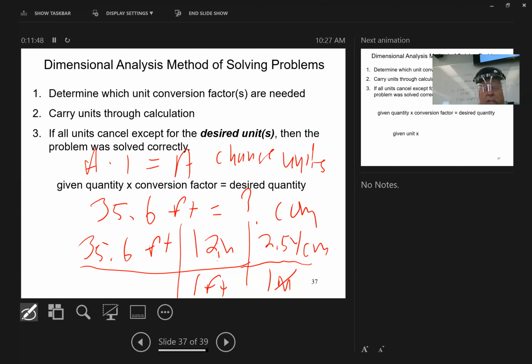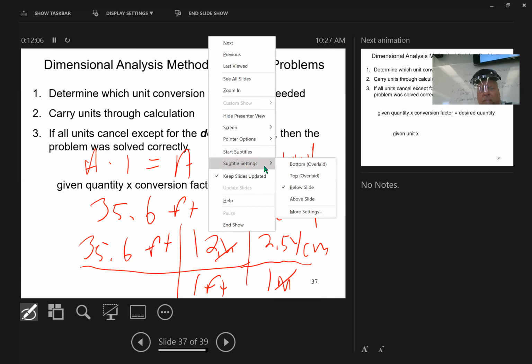The inches cancel. What are the units now? Centimeters. So your answer is probably correct. If you multiply across the top, divide by the bottom. Okay, it's very straightforward. So again, if you set it up that way, you'll be able to solve the problems very easily.